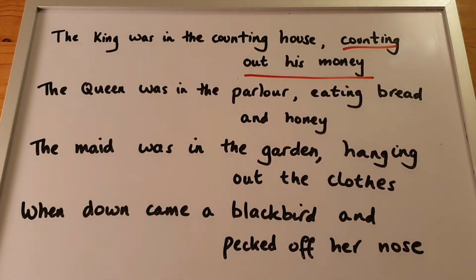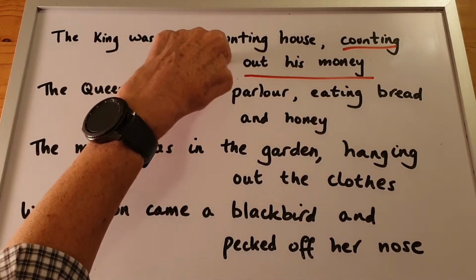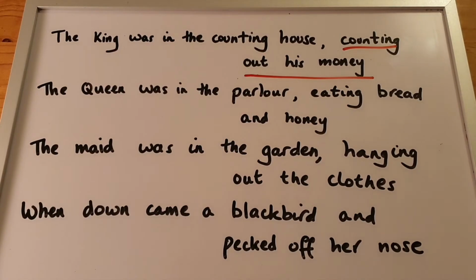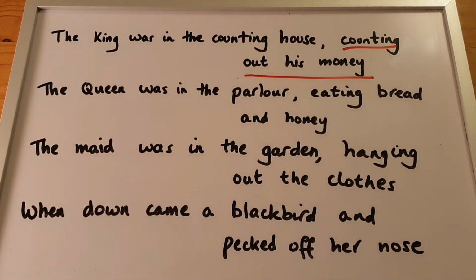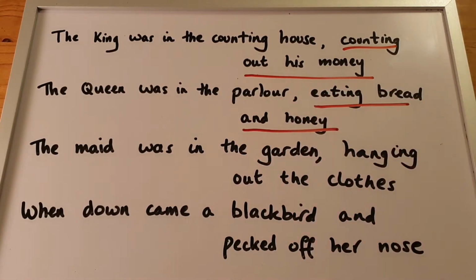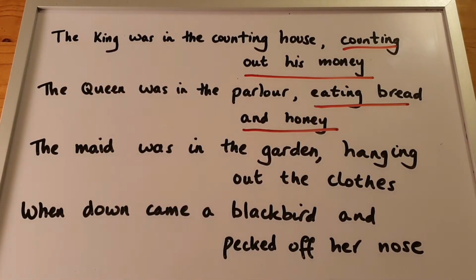Two things are happening at the same time. The king was in the counting house. He was sitting down. What was he doing? He was counting out his money. The queen was in the parlour. What was she doing? She was eating bread and honey. Another ing clause. Two things happening at the same time. The queen was in the parlour eating bread and honey.